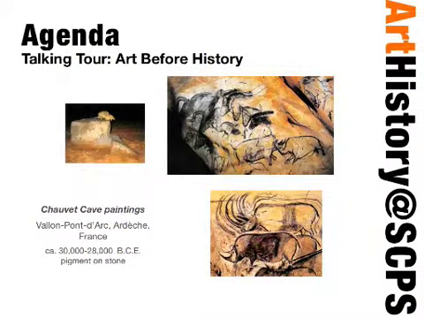Alright, next we move to Vallon-Pont-d'Arc for one of the more recent and spectacular discoveries involving Paleolithic art. And these are the Chauvet cave paintings, currently dated from around 30,000 to 28,000 BCE, and they are one of the more spectacular archaeological finds of the past century, and these were only discovered in December of 1994 and announced a few months later in 1995.